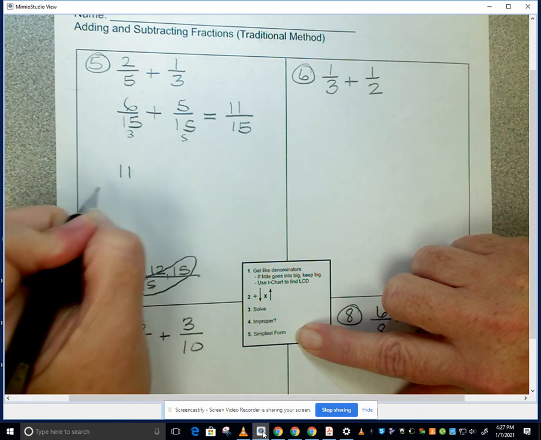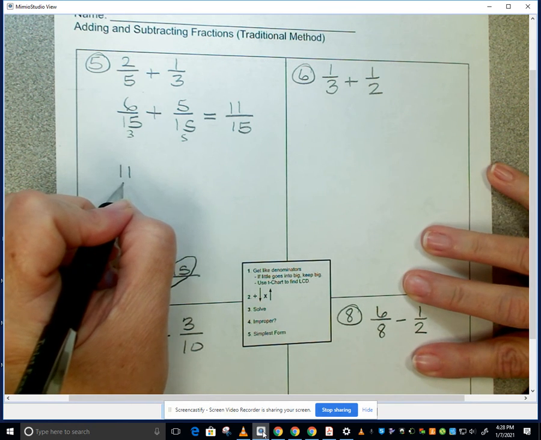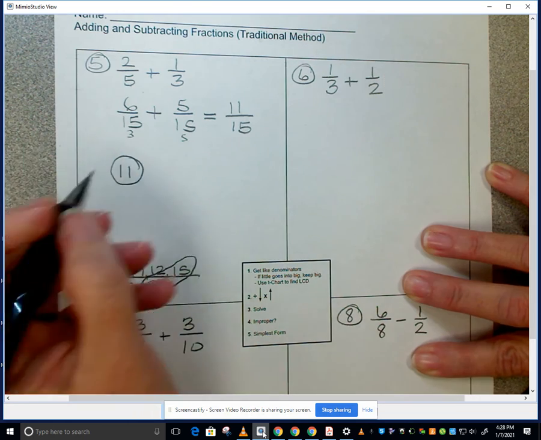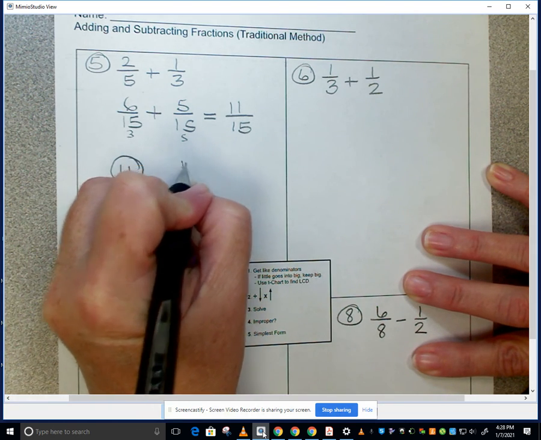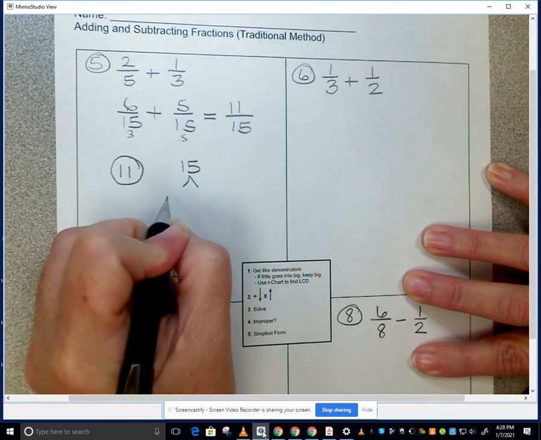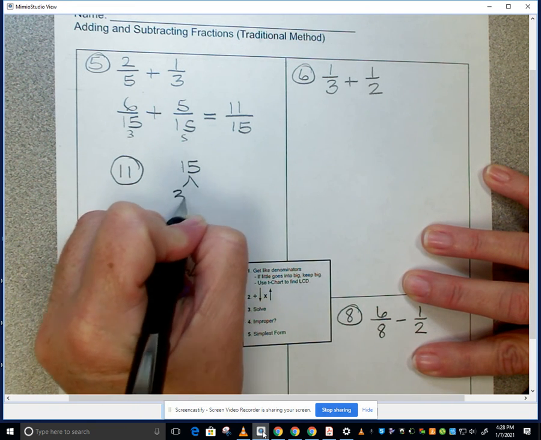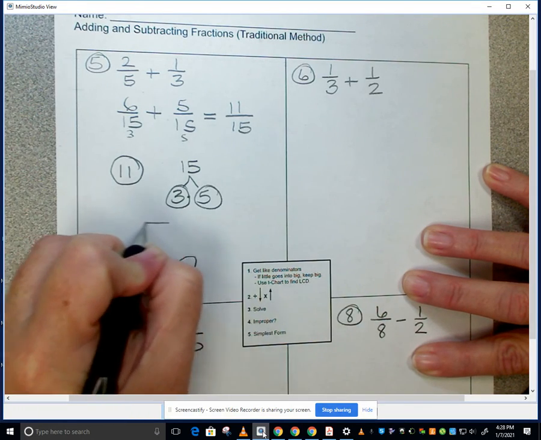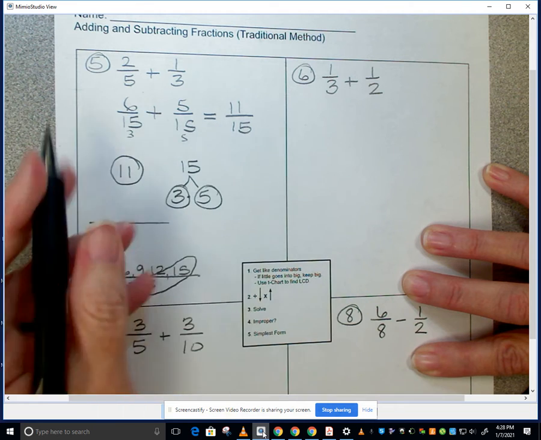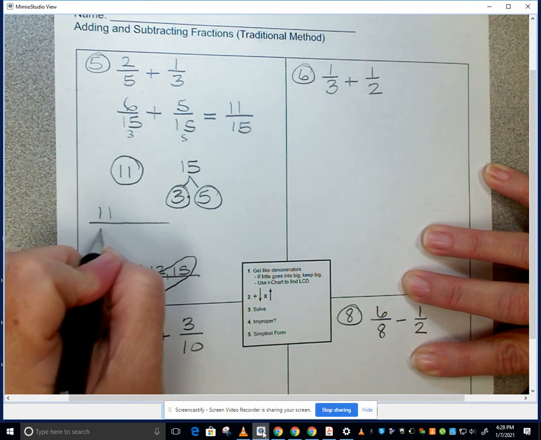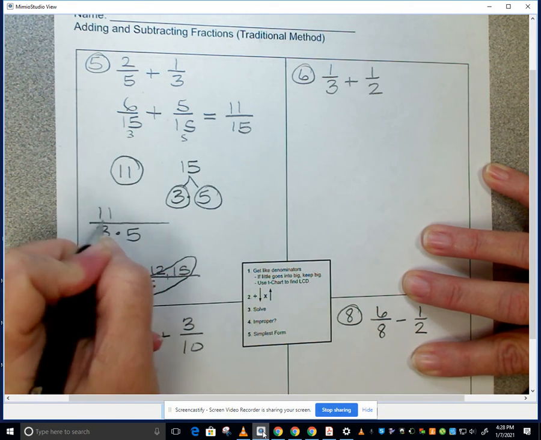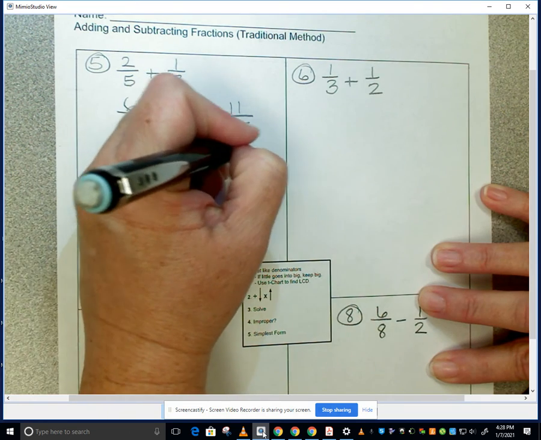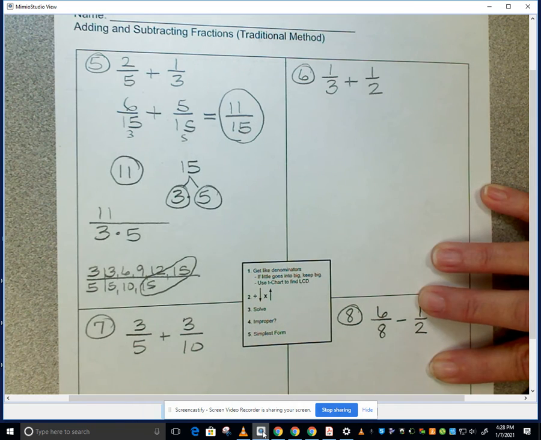When I factor out 11, is there a way to get 11 other than 1 times 11? No, so we circle it. Let's come look at 15. The only way I can think of to get 15 is 3 times 5. Prime, prime. Let me draw my line. Let's put my numbers for 11 on top, my numbers for 15 on the bottom. Do I have a match? No, no match. So that means 11/15 is already in simplest form.